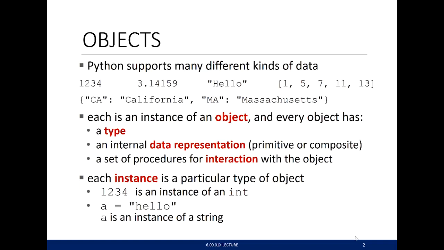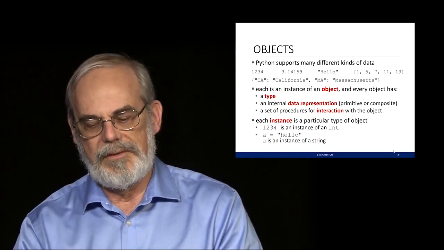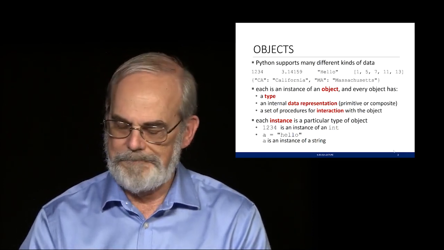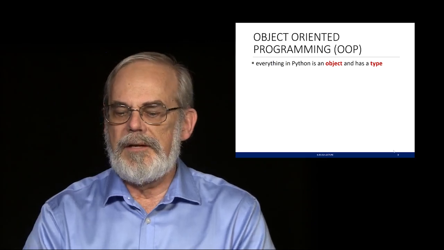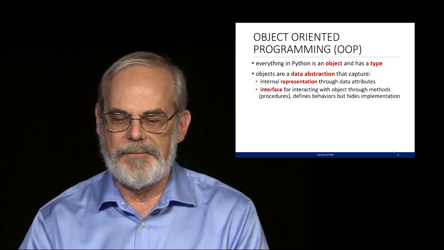We're going to look at some examples in a second, but those three pieces are key to defining an object. And indeed, every instance that we create is a particular type of object. 1, 2, 3, 4 is an instance of an int. If I define A to be "hello", A is now an instance of a string. So we talk about objects as having types because that brings with them the ability to manipulate them. Okay, if everything in Python is an object and has a type, what does it tell us about how we might think about using them?